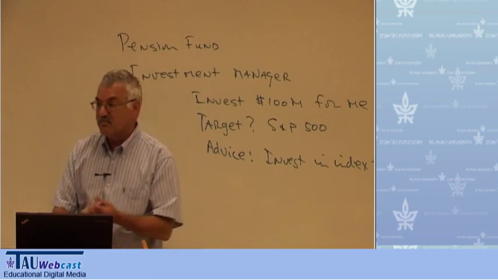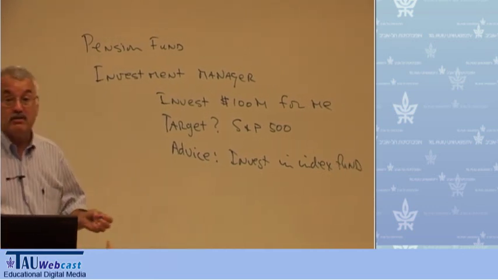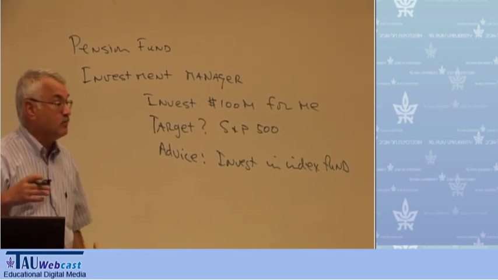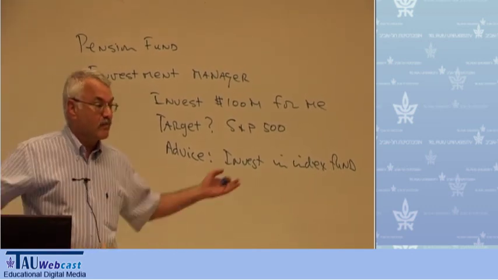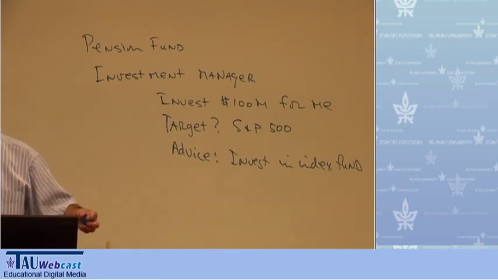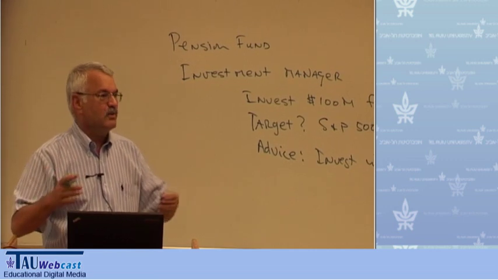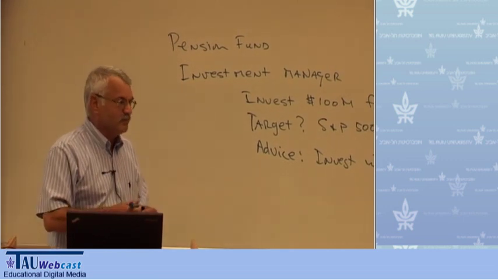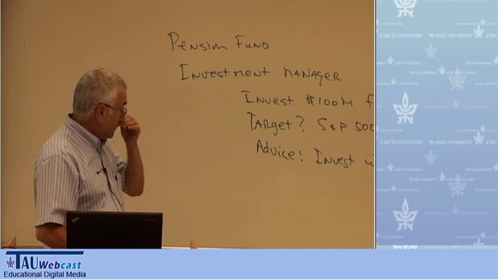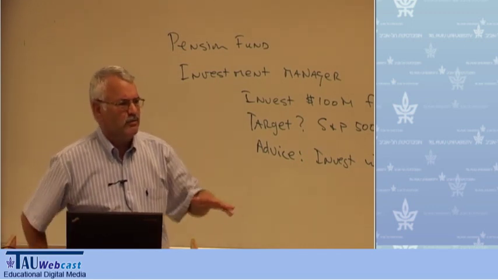It's cheaper. It tracks the index. You don't have to worry about it. When you go back to your investment committee at the end of the month, you're completely covered. You say, our investment went down because the S&P 500 went down. If it goes up, you can say, you know what, it went up because the S&P 500 went up. It's not very original. Okay? And by the way, that's very common advice.